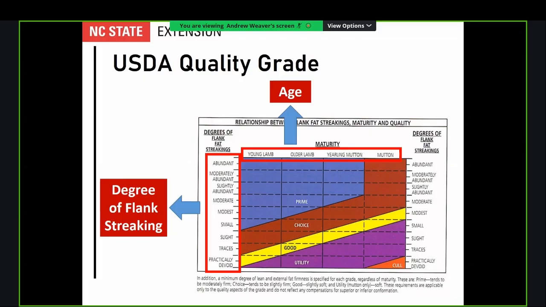Like I said, we want our lambs, and most lambs, to grade choice and prime. 95% of lambs in America grade choice and prime. Good lambs are actually bad. We don't want good lambs. We want our lambs to grade choice or prime. And within each one of these grades, they're kind of broken into thirds. So we have low choice, average choice, and high choice. We have low prime, average prime, and high prime.